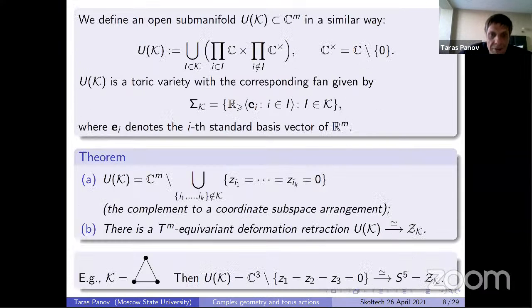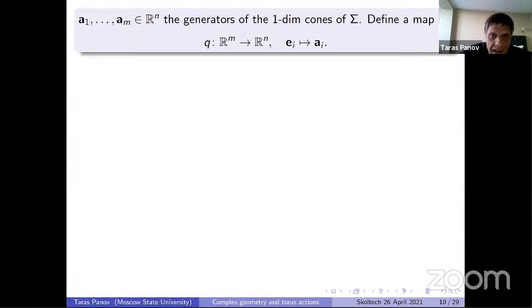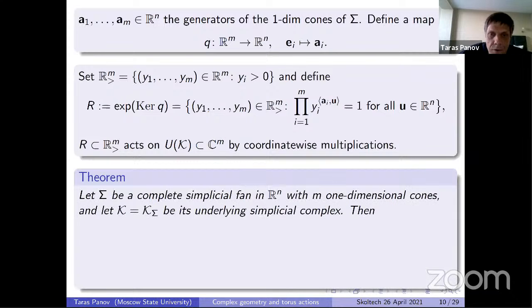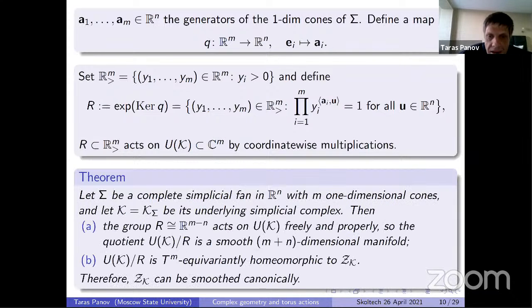So yeah, of course. I mean, if you define Z_K as an intersection of quadrics, as a level set for the moment map, then it's already smooth, and it can be proved that those two smooth structures are equivalent.